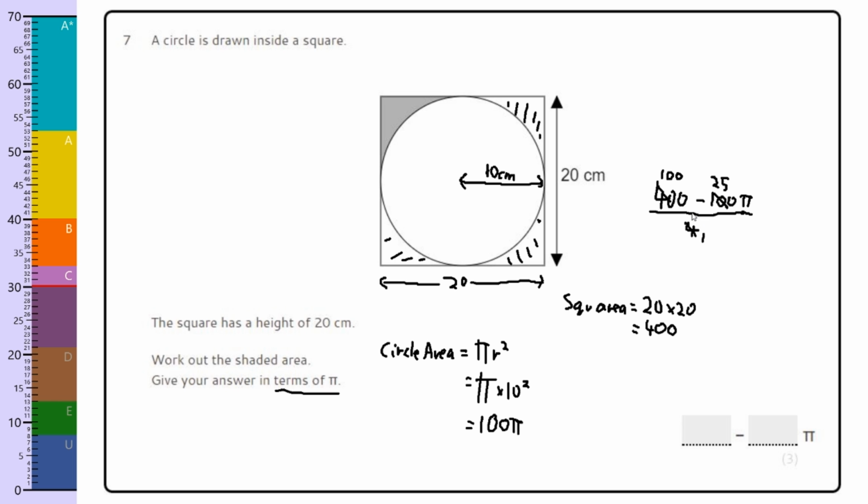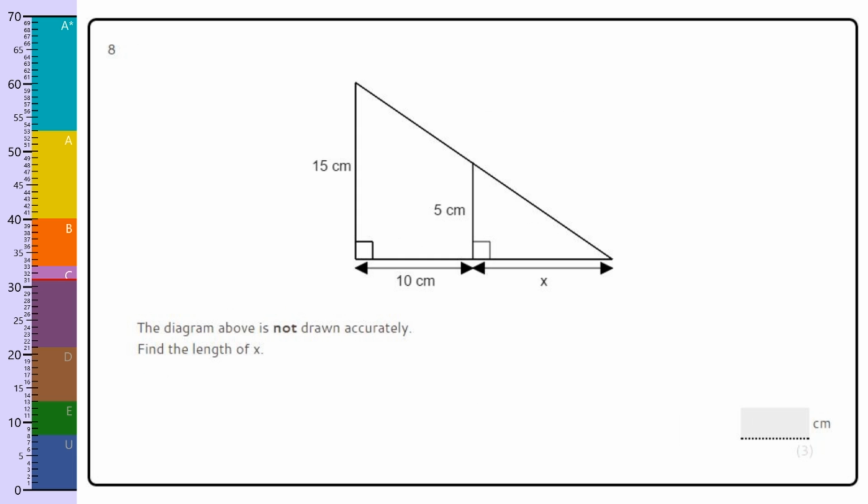Now anything over 1, we just get rid of the fraction. So it's going to be 100, take away 25 pi. And that's our answer. So we're very close to a B grade now. Let's see if we go over the boundary with the next question. Oh, just. So if you'd like to pause the video now and have a go.